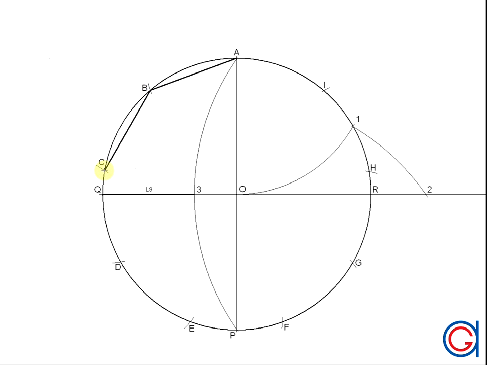So the final step is to join them: A to B, B to C, C to D, D to E, E to F, F to G, G to H, H to I, and finally we close our nonagon, joining I to A. So, I hope this has helped you to draw a nonagon inscribed in a given circle.